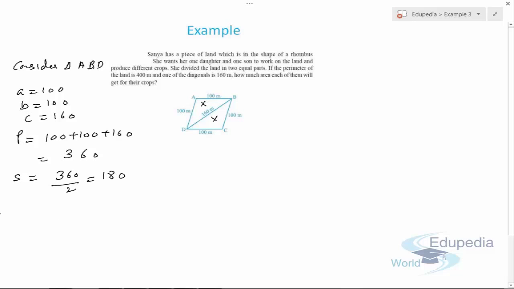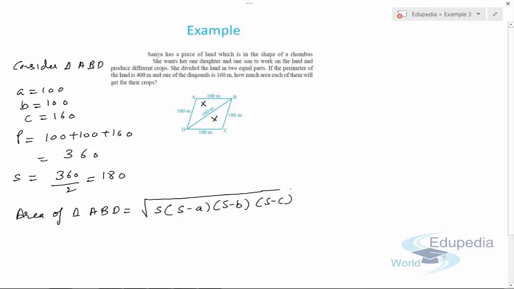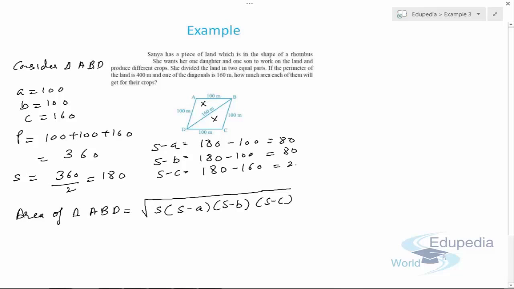So it will be 180. Now we can say that the area of triangle ABD will be equal to under root of S into S minus A into S minus B into S minus C, right? So we have S minus A, S minus B, S minus C. So S minus A can be written as 180 minus 100, so it will be 80. Then S minus B is 180 minus 100, which is also 80. Then S minus C is 180 minus 160, which is 20.